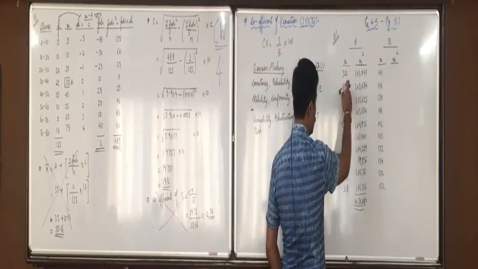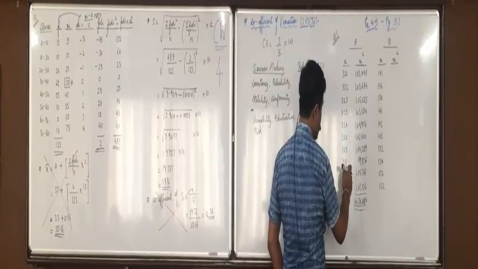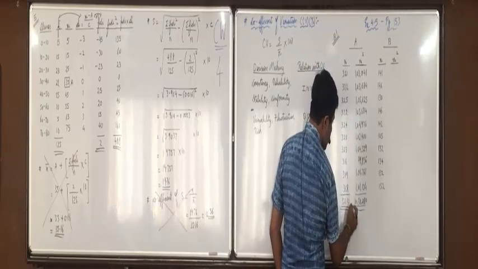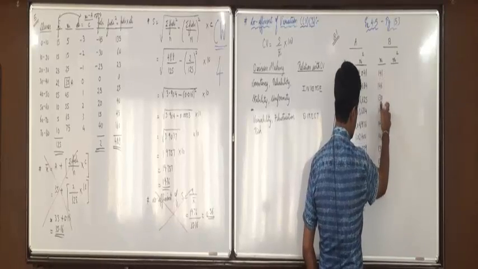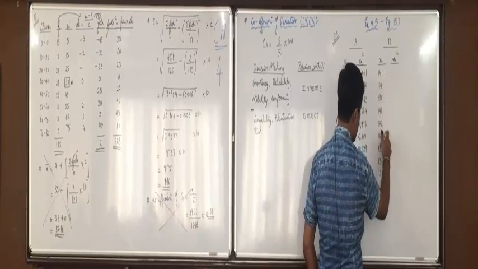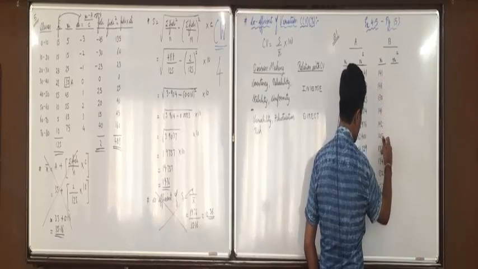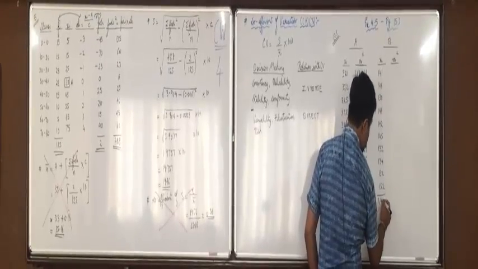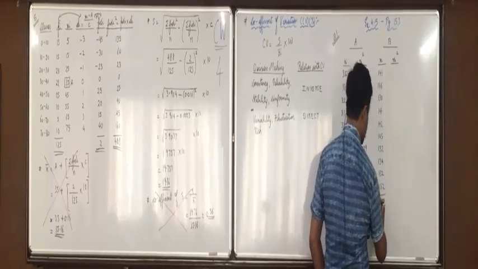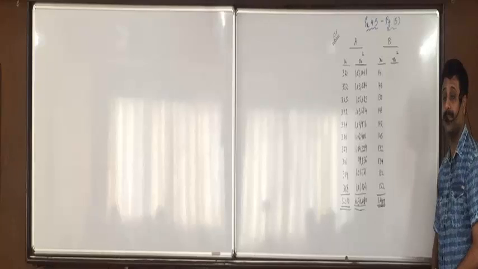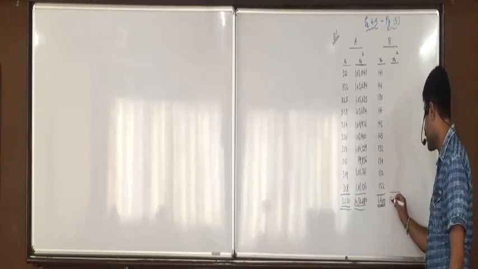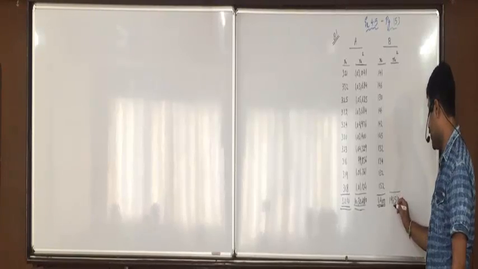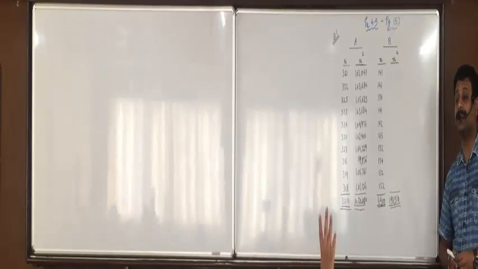Who all have got the sum of squares? What is the total? 196510. Who all are able to get this?